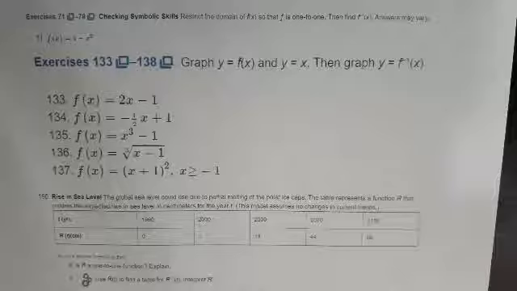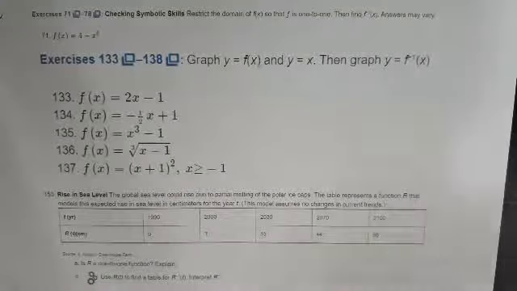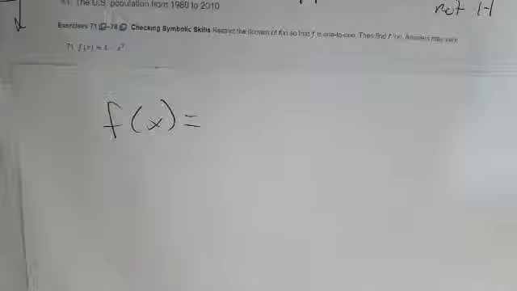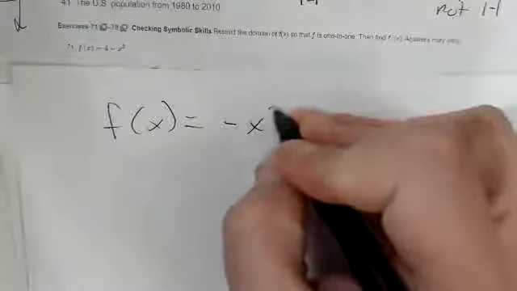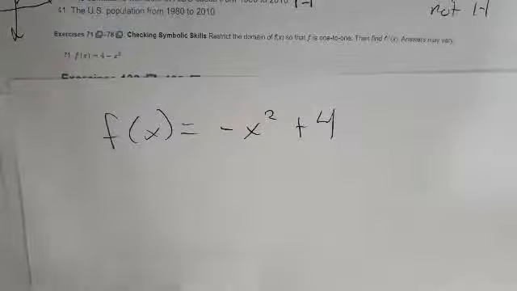Okay, so checking symbolic skills, restricting the domain of f(x) so that f is one-to-one. Okay, that is really horrible to write it out that way. This is a quadratic, so I'm probably going to want to swap things up a little bit. If I think about f(x), and I lead with the minus x squared plus 4, can you tell me what this graph is going to look like?